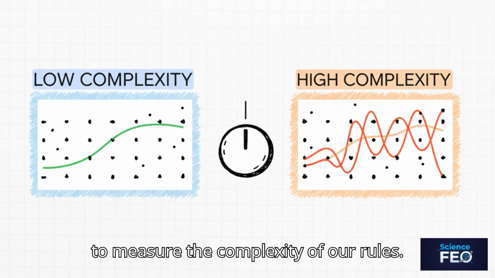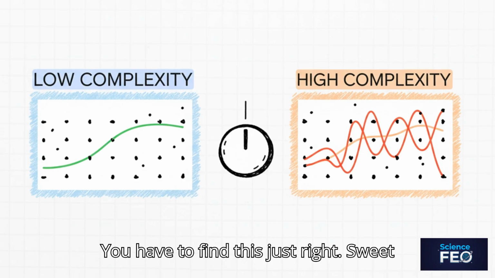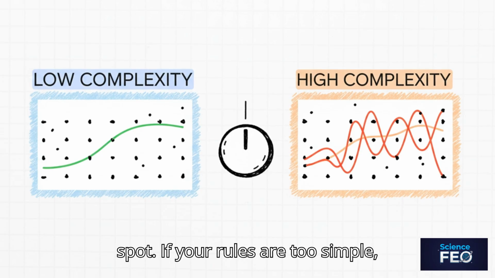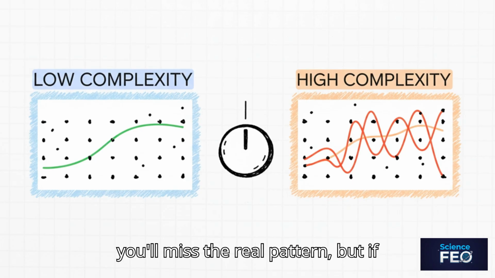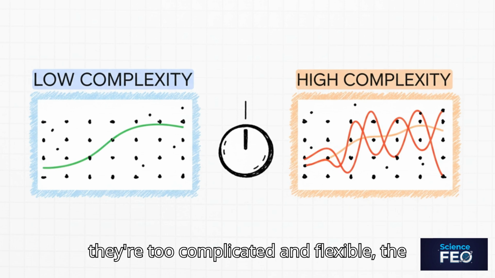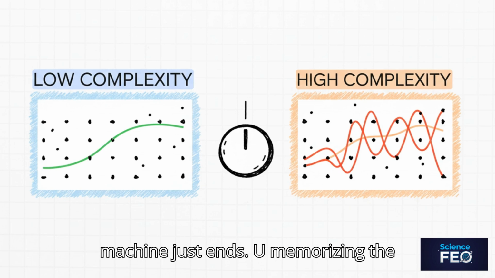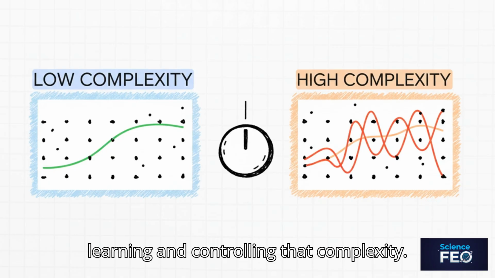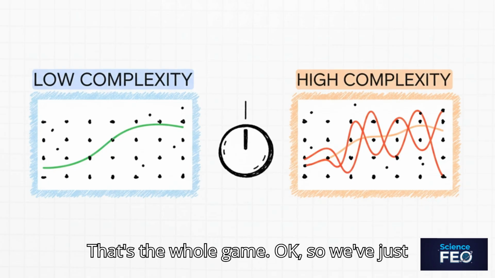So to make this all work in the real world, the theory gives us tools to measure the complexity of our rules. You have to find this just right sweet spot. If your rules are too simple, you'll miss the real pattern. But if they're too complicated and flexible, the machine just ends up memorizing the training data instead of actually learning. And controlling that complexity, that's the whole game.